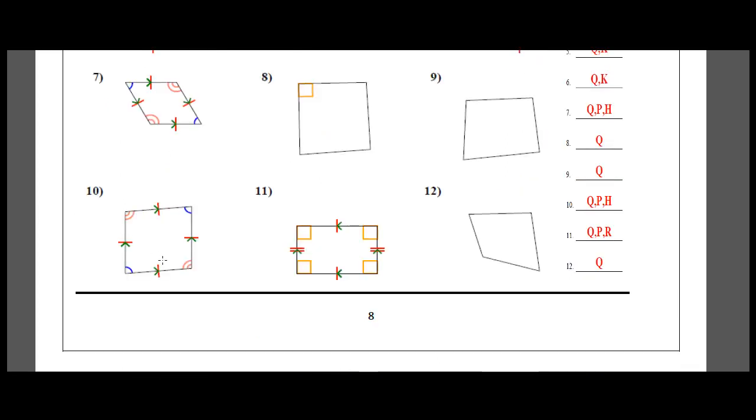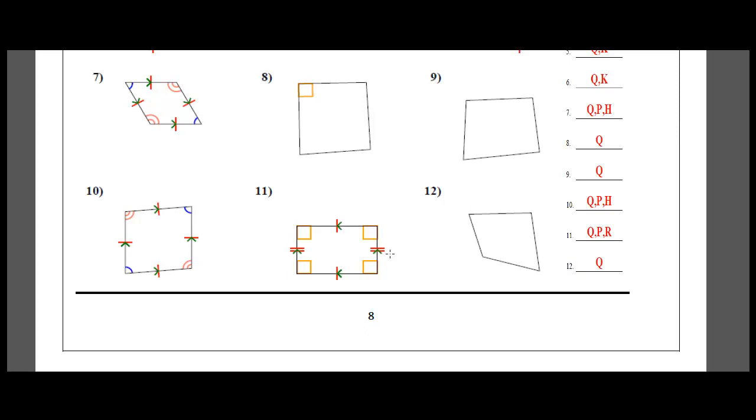Question 10, it's a 4-side shape, so we call it quadrilateral. And each opposite side is equal and parallel, so we call it rhombus. Also, each opposite side is parallel, so we call it parallelogram. We don't have right angles, so we cannot call it rectangle or square.